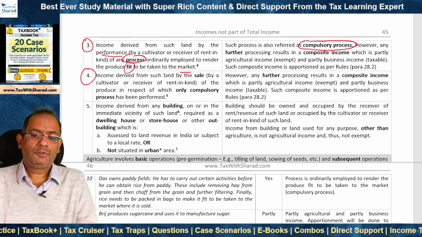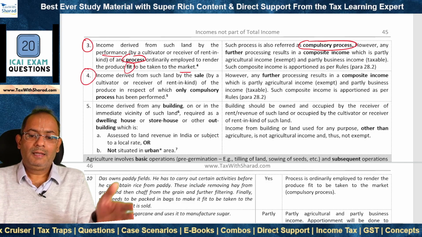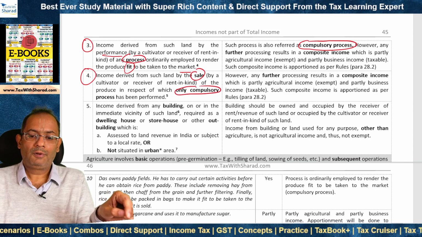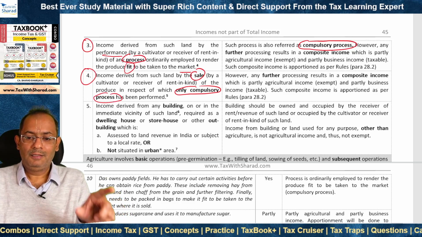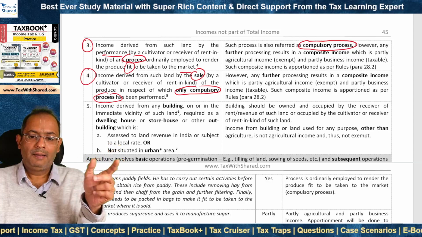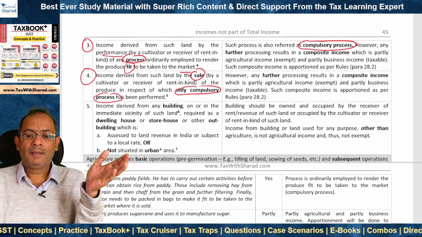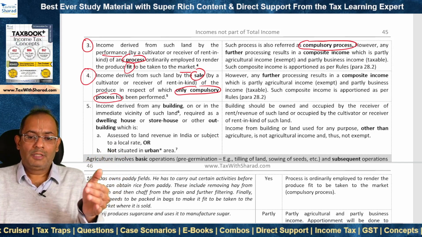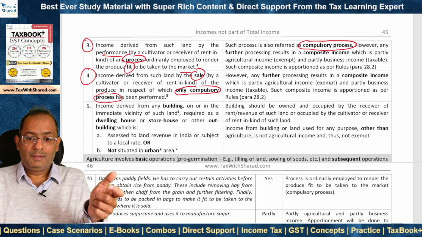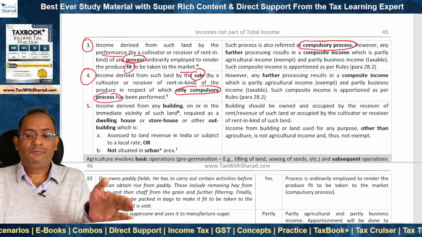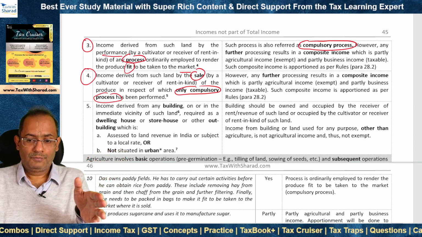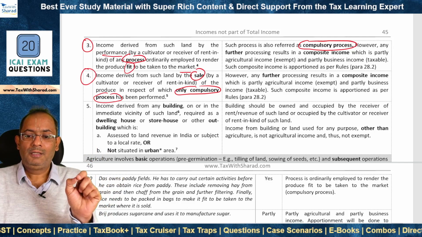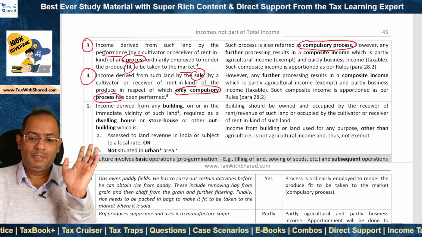Number 4 is also similar to number 3, and it basically says that income derived from such land by the sale of the produce in respect of which only compulsory process has been performed is exempt as agricultural income. So if we combine items number 3 and 4, what we see is that income which arises on account of performance of a process which is a compulsory process, right? And income which arises from the sale of such produce in the market is agricultural income, and it is exempt. But the condition is that the process should be limited to a compulsory process.